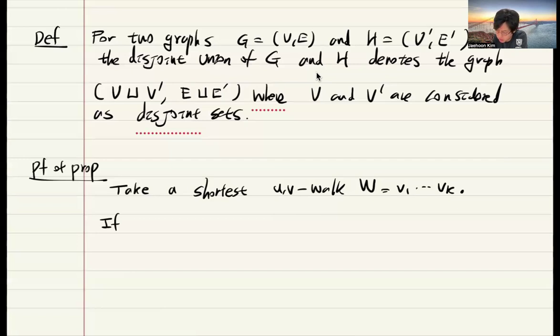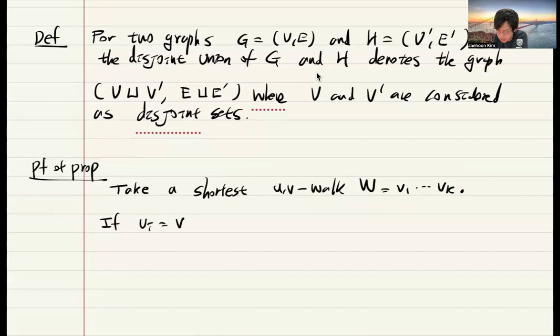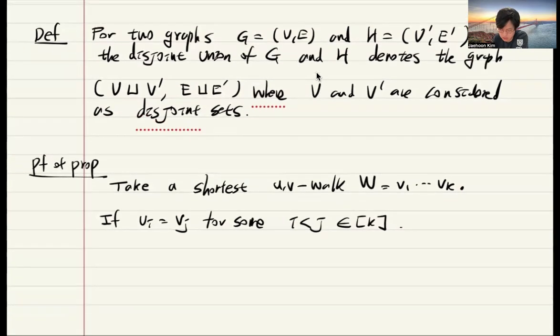And we want to show that this is actually a path. If this is not a path, then what happens? There are i and j such that vi and vj are the same for some i smaller than j, and both of them are between 1 and k, in the bracket k. Then what happens? If you draw the picture, then you will get it.